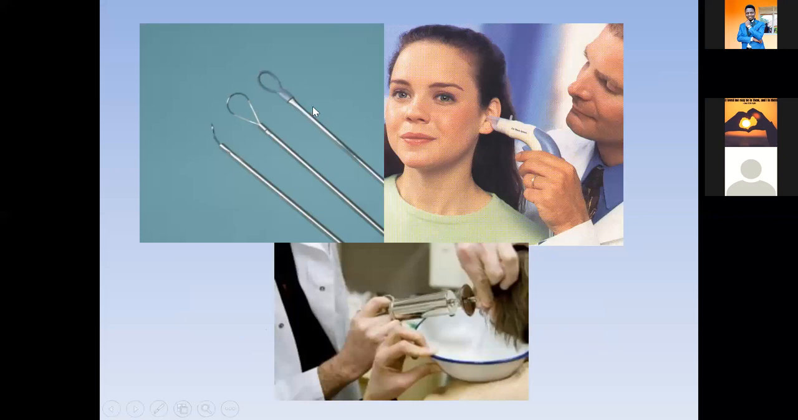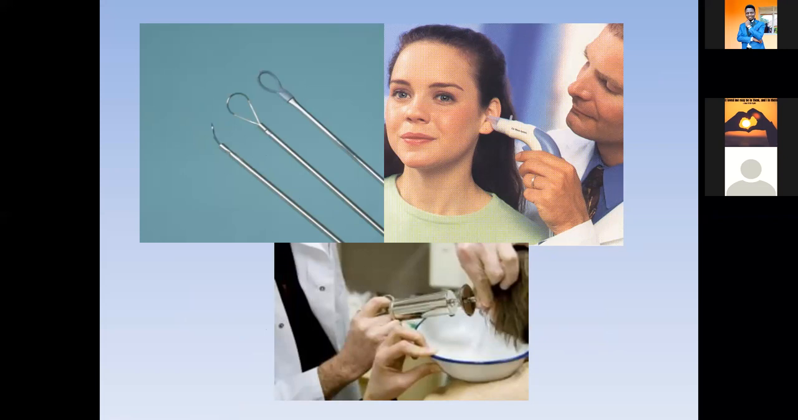So we also have other forceps. This is a hook. This hook is very important when you have a vegetative foreign body like a bean. So you go in and this sharp end hooks into that bean and retracts it.